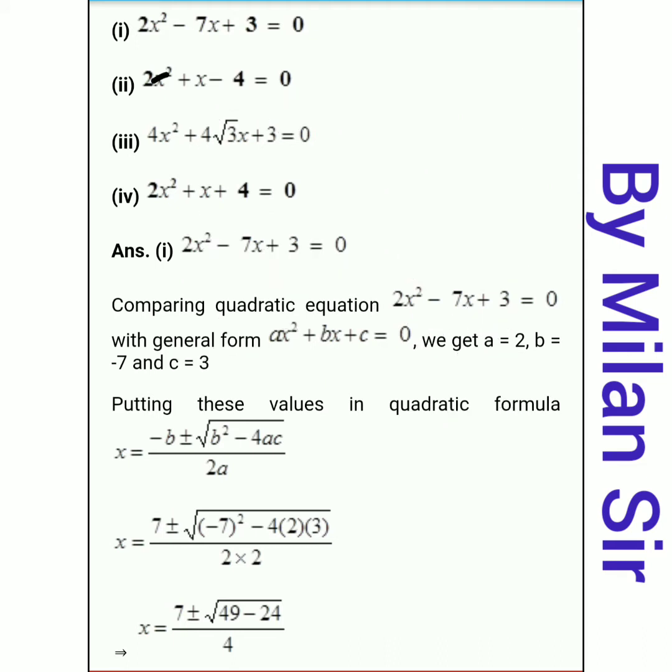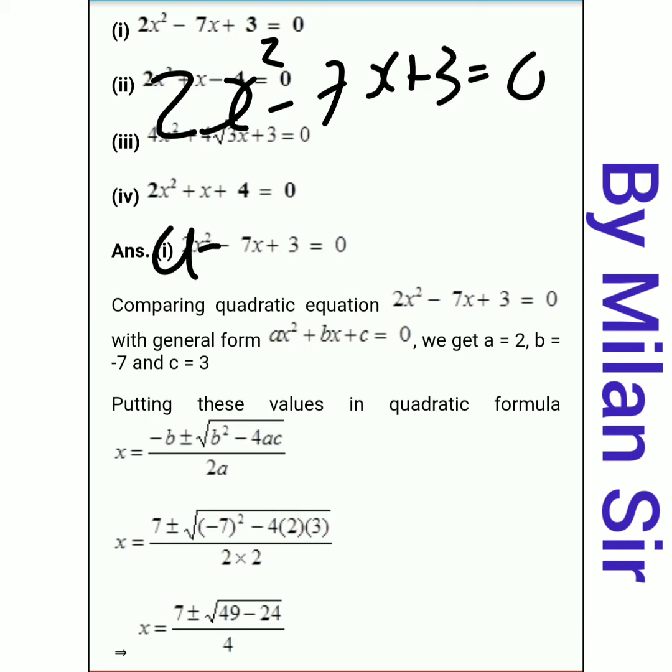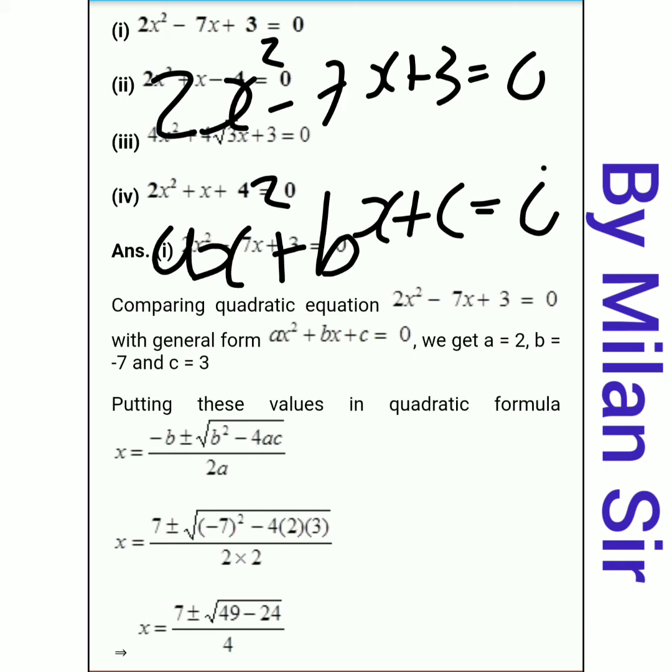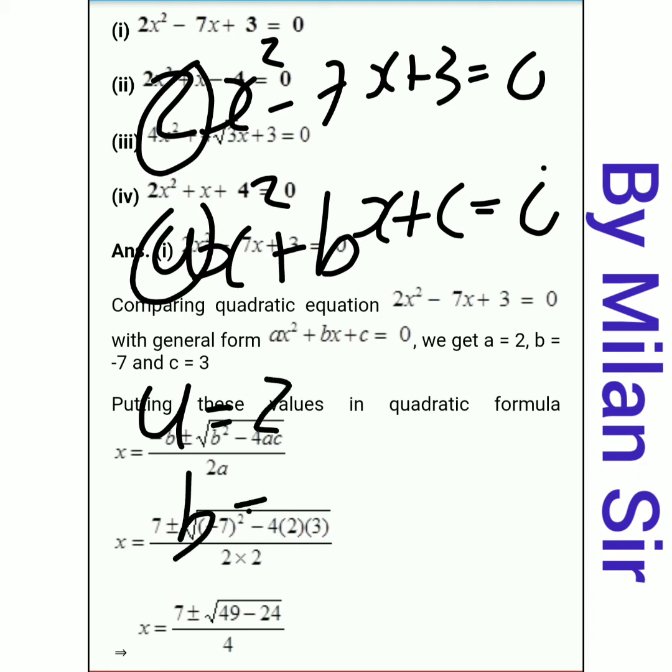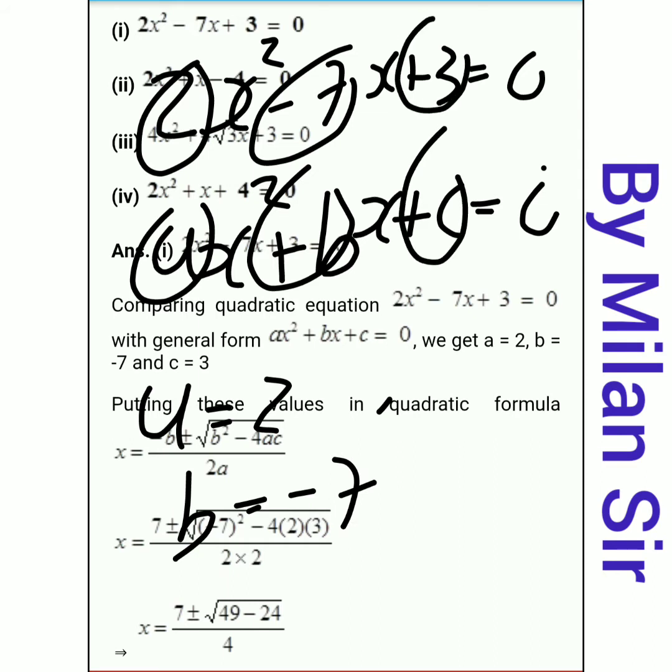Our quadratic equation 2x square minus 7x plus 3, we compare with our standard form, ax square plus bx plus c is equal to 0. So a is equal to 2, b is equal to minus 7 and c is equal to 3. This is our a, b and c.